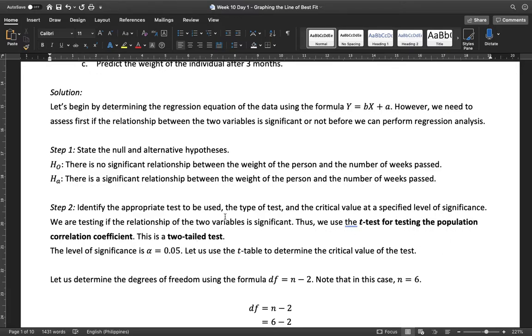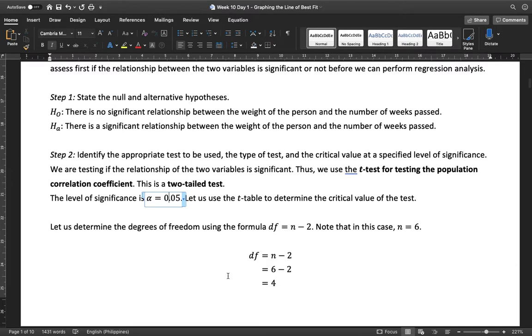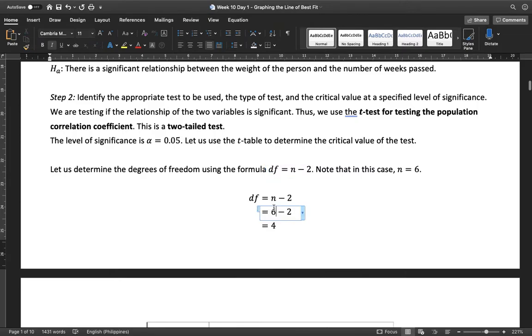Anong critical value natin? So, start tayo kay level of significance. Anong level of significance natin? 0.05. So, gagamitin ang t-table to determine the critical value. Start tayo, degrees of freedom, n minus 2. So, n is 6. 6 minus 2, 4. So far sa mga examples natin, puro n equals 6 ang nagagamit ko, no? Pero, read nyo rin yung ibang example natin, hindi naman ibig sabihin nito laging 6 lang dapat yung n. That's not the case. It just so happens na puro 6 yung nagagamit ko so far.